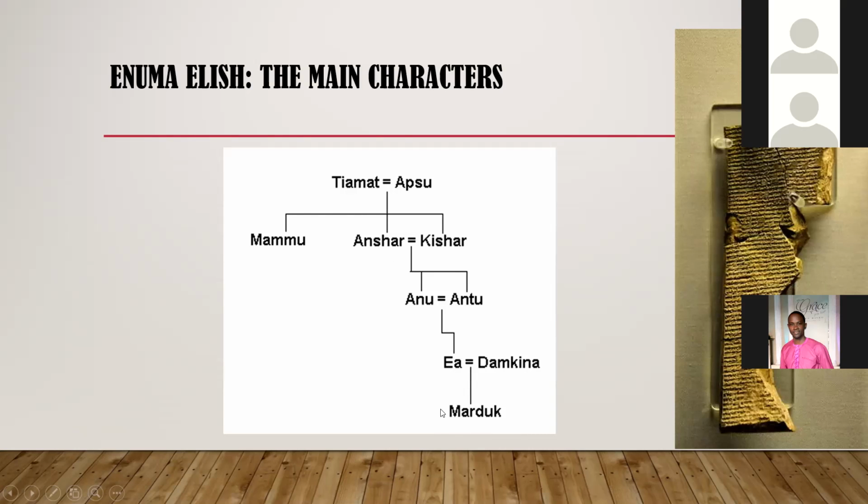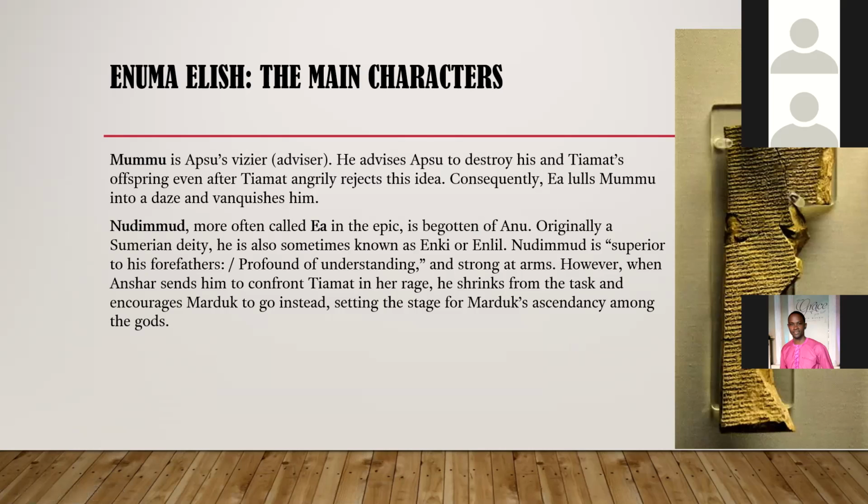So Marduk was not just one of the deities, he was the main deity in Babylon. So Mummu is Apsu's vizier. He advises Apsu to destroy his and Tiamat's offspring, even after Tiamat angrily rejects this idea. Consequently, Ea makes Apsu sleep, and after that he killed him, so he disappeared.